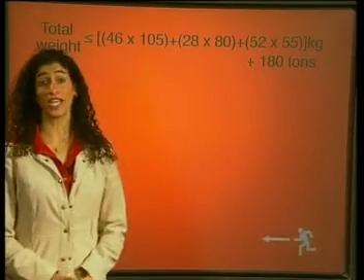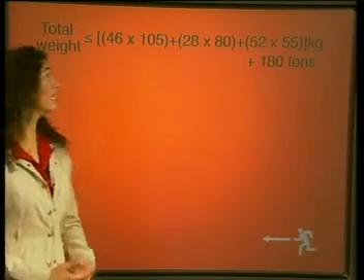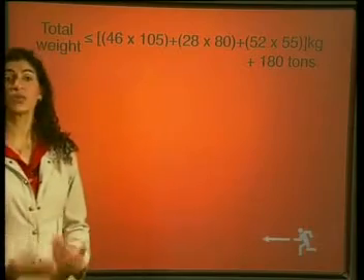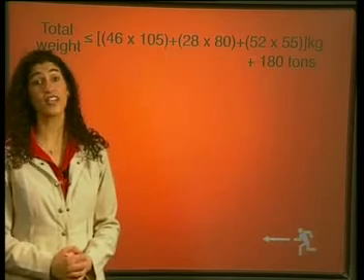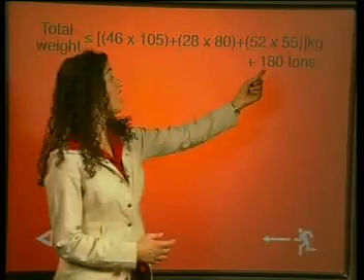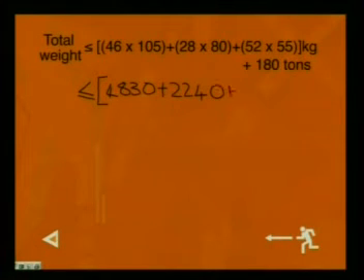So, the total weight of the wheel is 46 times 105, which is the weight of the men, plus 28 times 80, which is the weight of the women, plus 52 times 55, the weight of the children, and don't forget the weight of the wheel, 180 tons. The wheel will be less than or equal to 4830 plus 2240 plus 2860 kilograms plus 180 tons.